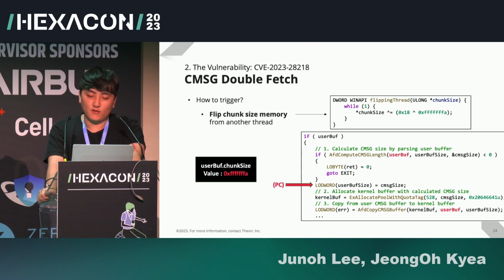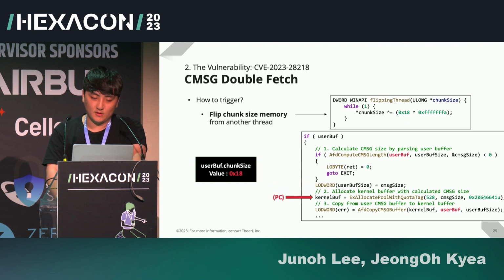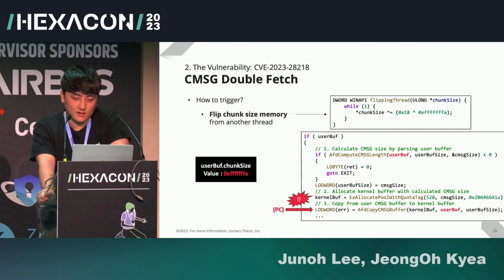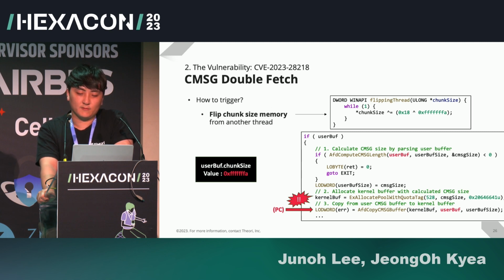After the length calculation is completed, the following code is executed, and the code on the kernel side continues to be executed, while the chunk size value of the user buffer continues to change. At some point, there is also a 50% chance that there will be a large value stored in chunk size at AFD copy C message buffer, which triggers the vulnerability when fetching the value for copying.